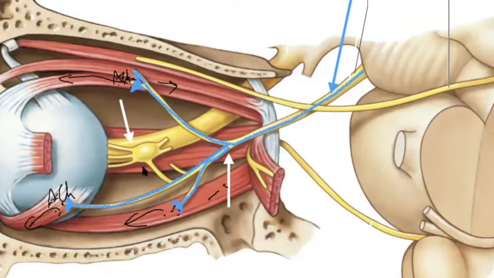Acetylcholine directly onto the target tissue right here. That's your somatic. What about your visceral? What's that going to look like?